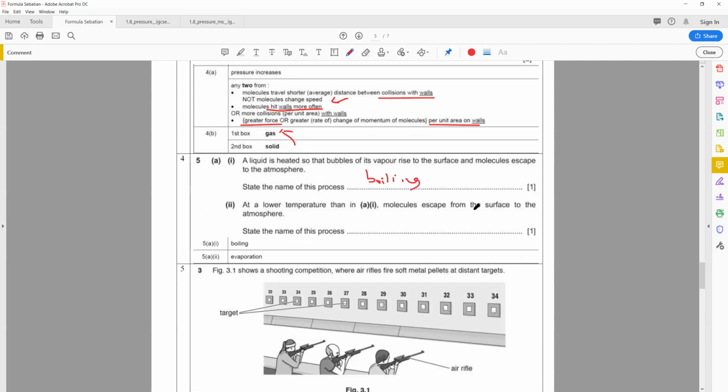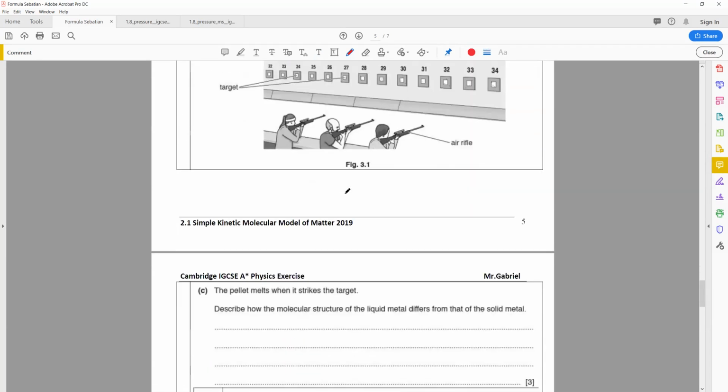At a lower temperature, molecules escape to the gas state. This is evaporation. Evaporation is standard here. Then after that, what's this?